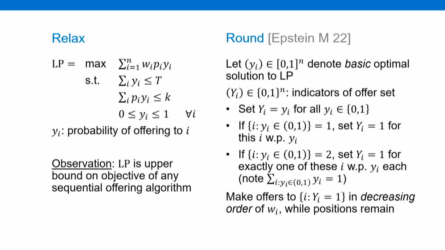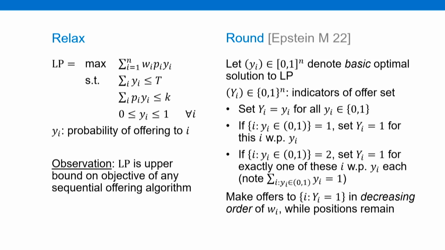Then I go back to Vish's suggestion, where I just sort by weight. And I just make offers to this set in decreasing order while positions remain. But the key thing here is there might be high weight, low probability candidates with yi equals 0 if my time is very short. And that's kind of what the LP is already capturing. The LP gives you a guide on whether you have enough time to chase after those long shot candidates.